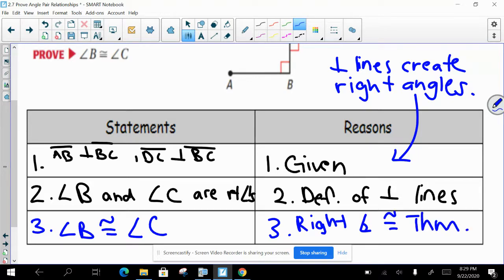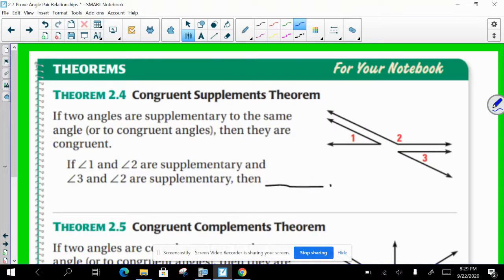All right, let's look at a few other theorems. This next one is called the Congruent Supplements theorem and the Congruent Complements theorem. It says that if any two angles are supplementary to the same angle, then they are congruent to each other.